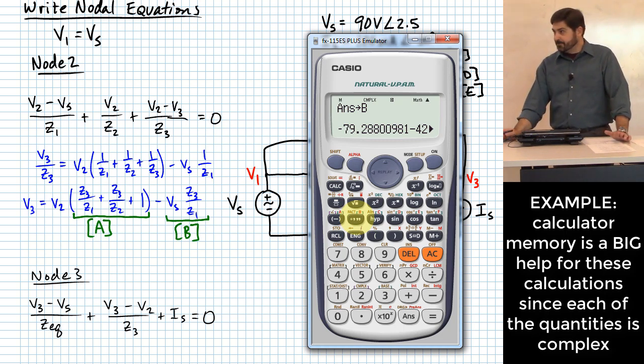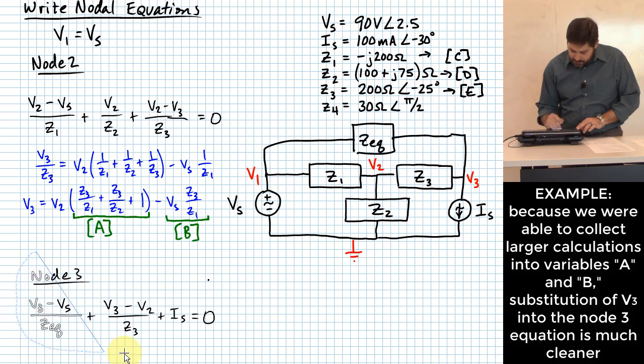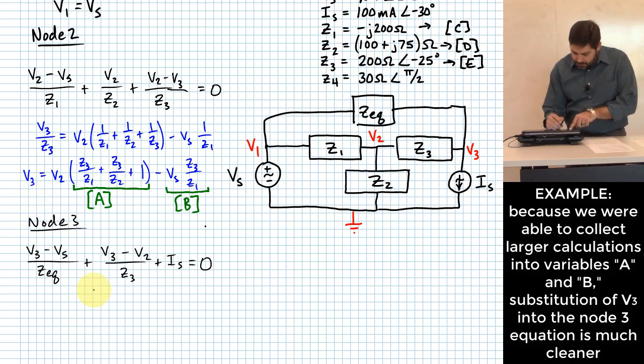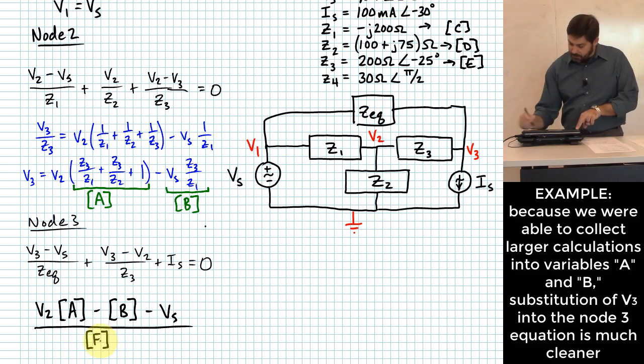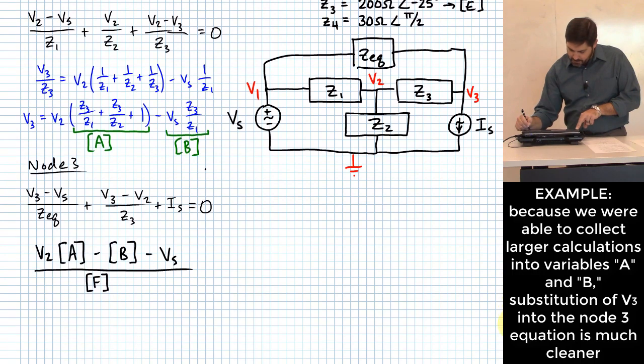Are we comfortable? Now, here's what that does for me. When I go into the node 3 equation to do my substitution, all I need to substitute in is V3 equal to V2 times A minus B. That's all I need to plug in there. So everywhere I have a V3, I can put V2 times A minus B. I'm working on the first term of node 3 over here, minus Vs, all of this over ZEQ. What is ZEQ? I had ZEQ stored into F, so I'm going to put that substitution in there from up there. Okay. Then what?